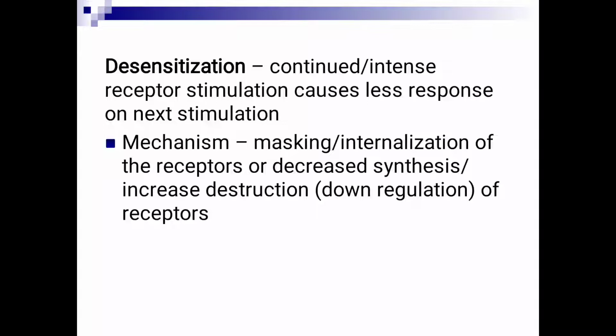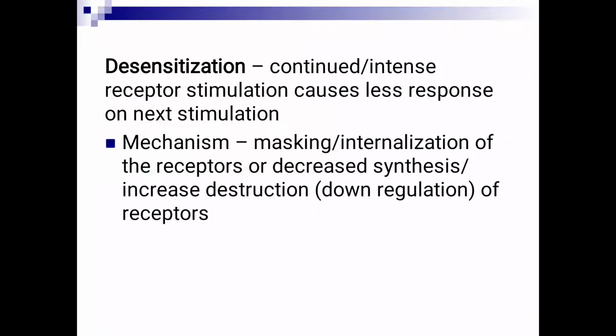What happens in desensitization? Continuous intense receptor stimulation causes a lesser response to the next stimulation. If we are giving a continuous agonist to the receptor, then by almost the next dose there will be a decrease in the response. It is because of desensitization of the receptor. What is the mechanism? It is because of masking or internalization of the receptor, or decreased synthesis, or increased destruction of the receptor. It is called down regulation.